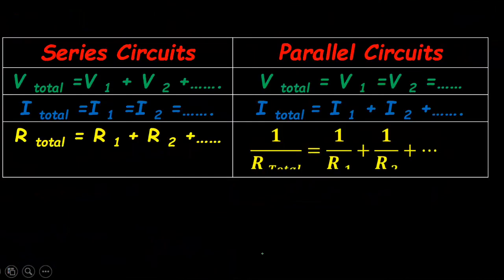Let's summarize. As a result, we can see for a series circuit, V total is equal to the sum of voltage drops for all resistors, I total equals I1 equals I2 and In, and R total again is the sum of all R's that we have. For parallel circuits, on the other hand, we have V total equals V1 equals V2 and equals Vn. I total is the sum of I's, and 1 over R total is equal to 1 over R1 plus 1 over R2 plus 1 over Rn.